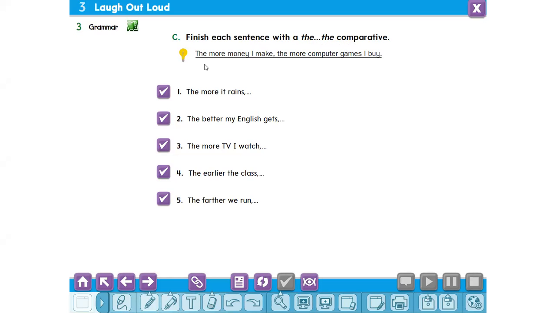Abdullah Sukkar: The more it's getting colder. The colder it gets. We can't use more. The more it rains, the colder it gets, okay? Here, the more it rains, the higher the water level gets in the river. Two, the better my English gets, the better my English gets. Who can, my friends?